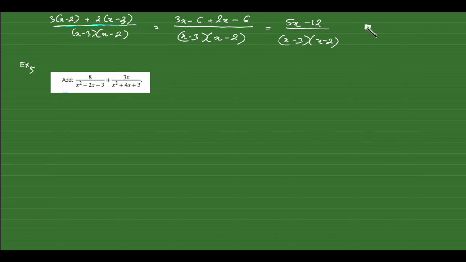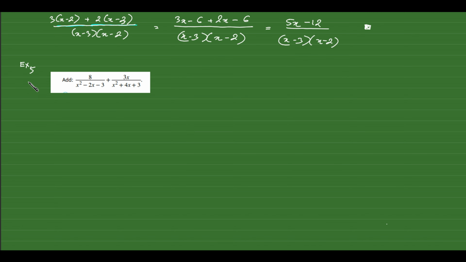And I just want to remind you this. Don't ever go ahead and distribute the bottom, okay? Because the bottom is already in factor form. So that's good. If you go ahead and distribute them, then you go backward, you know? Because it's already in factor form. Factor form is the simplest form. So we're gonna leave it like this.